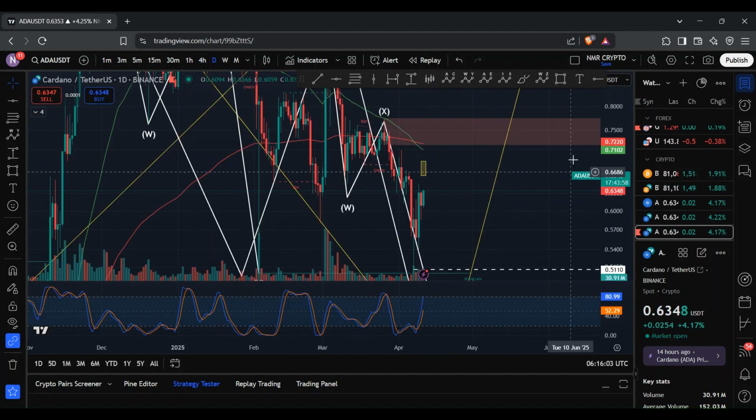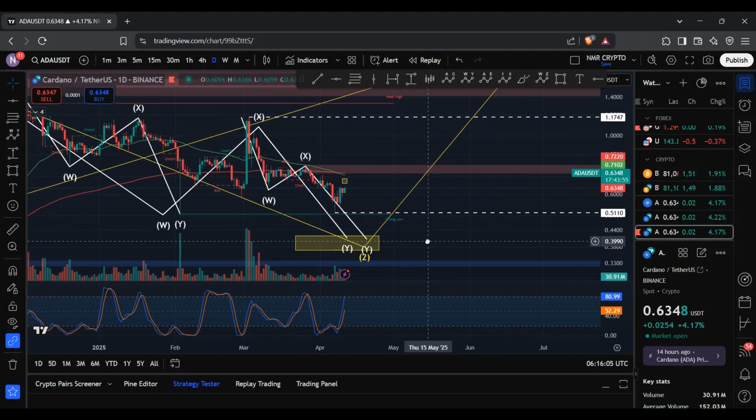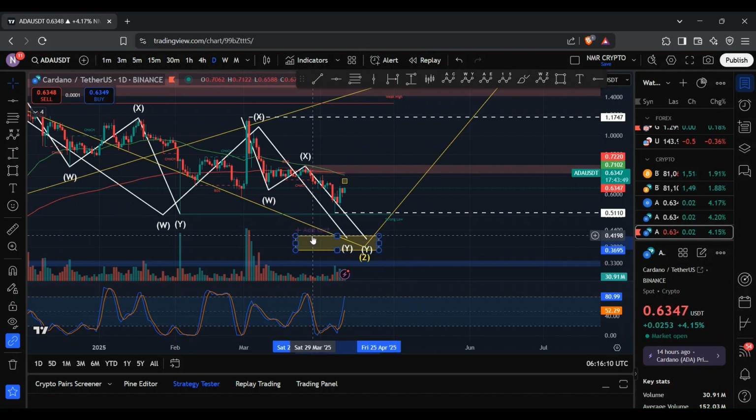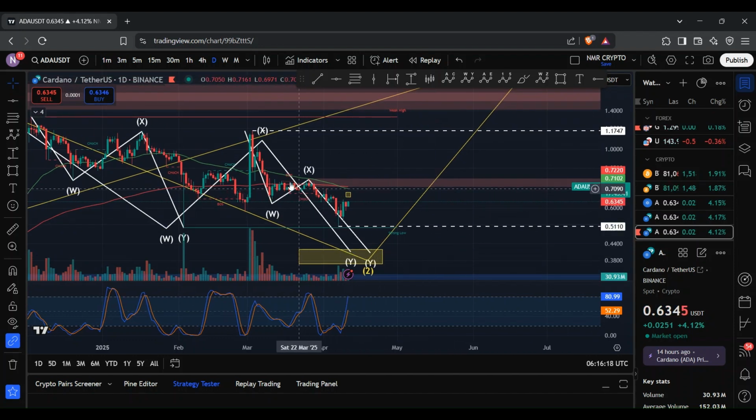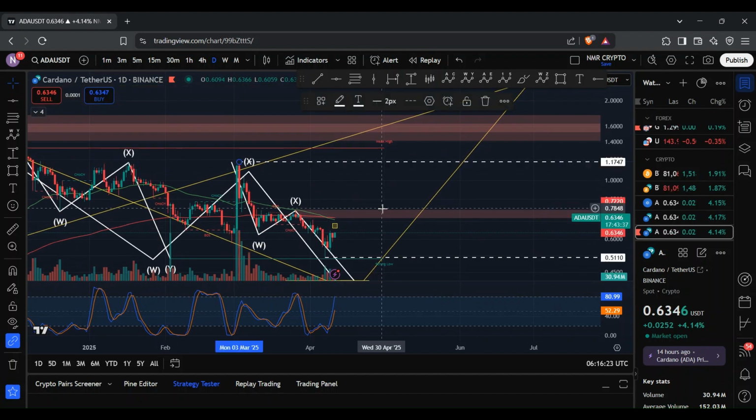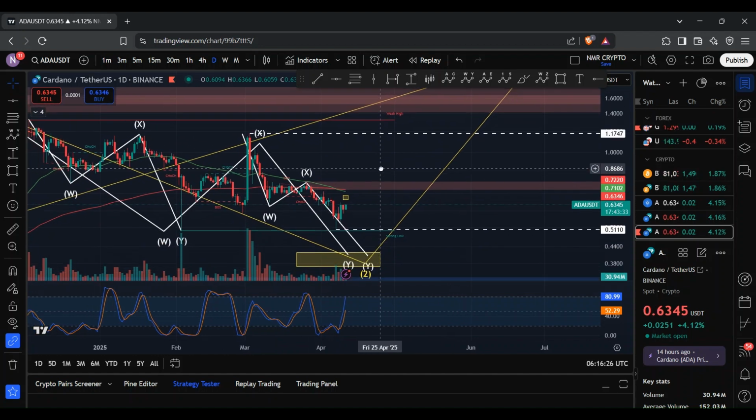Now, as far as the mid-term targets go, I am still tracking 2 scenarios right now, one of which is a double bottom setup, and one of which is a move to the downside where ADA could potentially reach this region here between 36.95 cents to 41.84 cents. Now, the confirmation that we need for ADA to be in a double bottom setup is if ADA was to break this level here at $1.17 and go even higher.